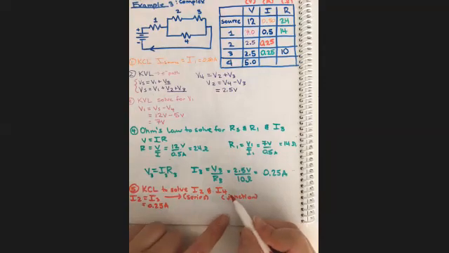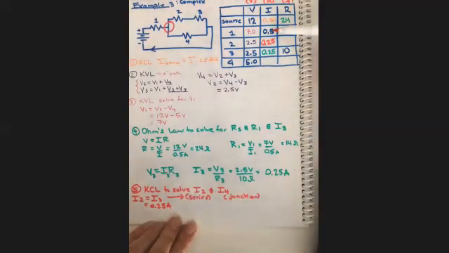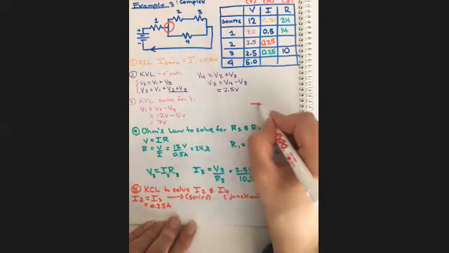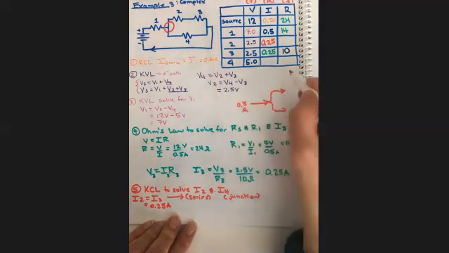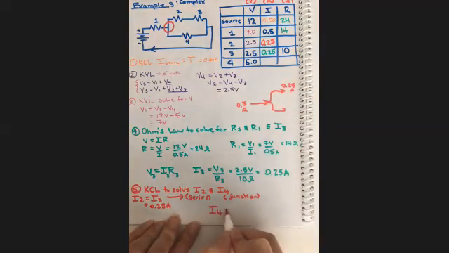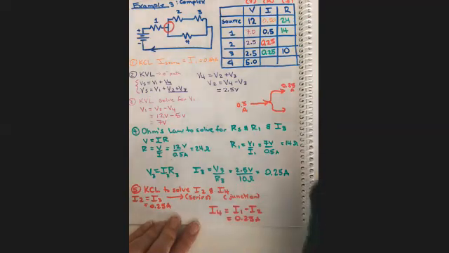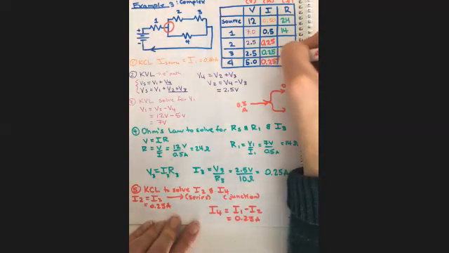For I4, we have to take a look at this point right here, that junction. So 0.5 amps is going in, and 0.25 amps is going out. So there's a split there. You have 0.5 amps going in, and then you have 0.25 amps going one direction. Well, what's the other direction? I4 is equal to I1 minus I2, which is 0.25 amps.